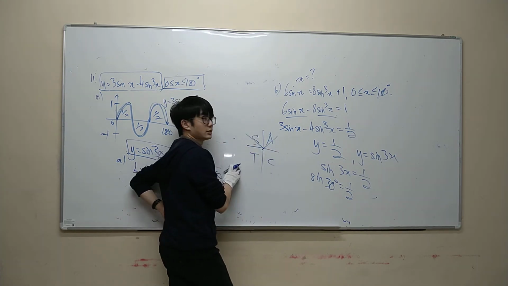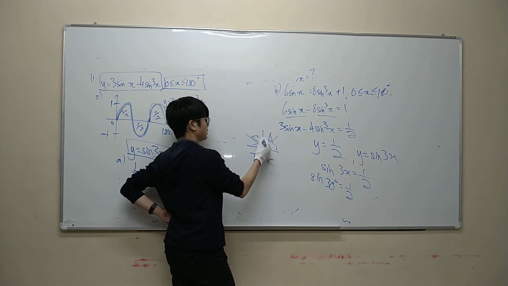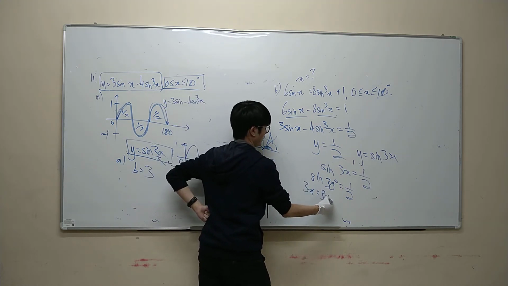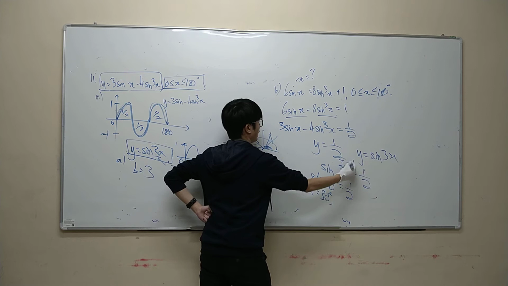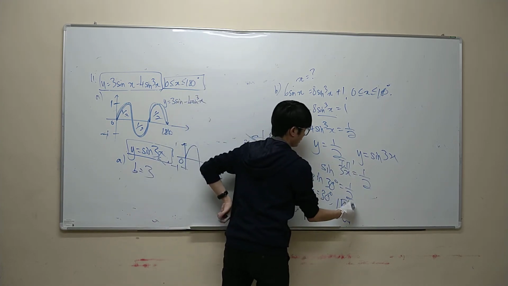Quadrant, first quadrant, second quadrant. So here is the first answer and another one is here. So the first answer will be 30, and then the second quadrant will be 180 minus 30. Okay? So you get 150.